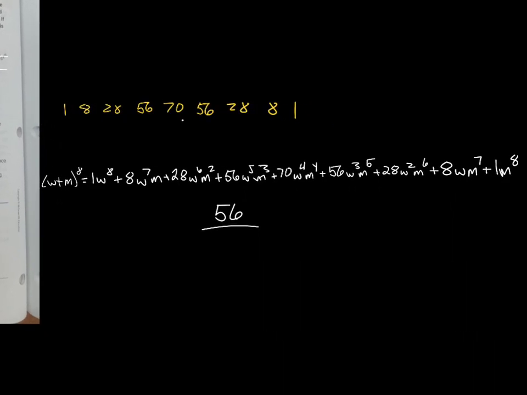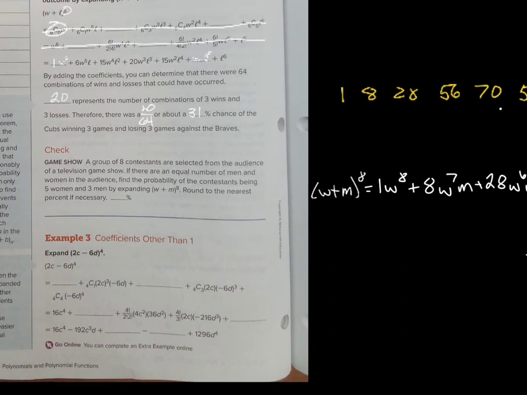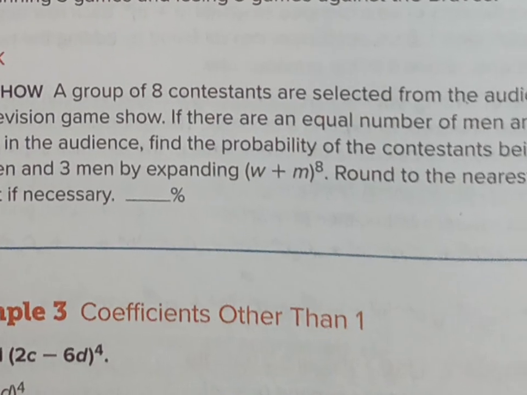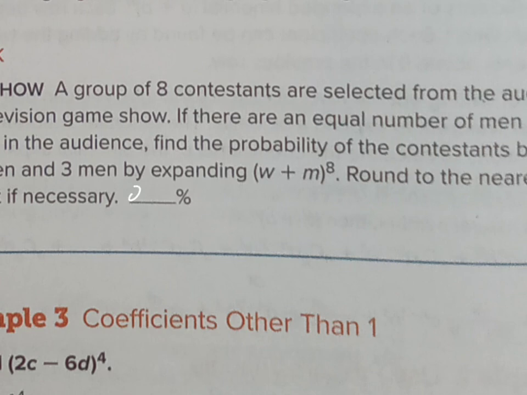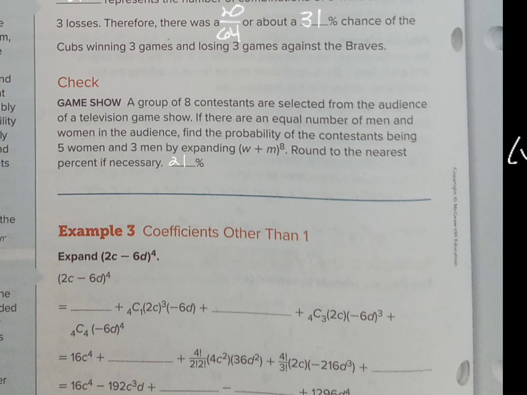So I don't know what it is. You guys got to tell me. 256. So 56 out of 256. And so then they divided that out for a percentage. What is it? 21%. 0.218, so okay, 21 or 22%. All right, is that okay?